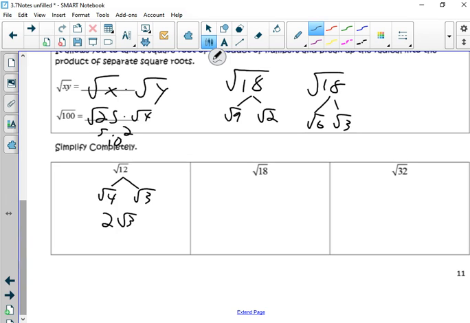Now, it's not saying you can't write radical 3 times 2, but just be in the habit of putting that perfect one first. So up here, we talked about 6 and 3 won't help us, but 9 and 2 will. What's the square root of 9? 3. So our answer is 3 radical 2, or 3 times radical 2. You don't have to put that dot there, but that is multiplication.